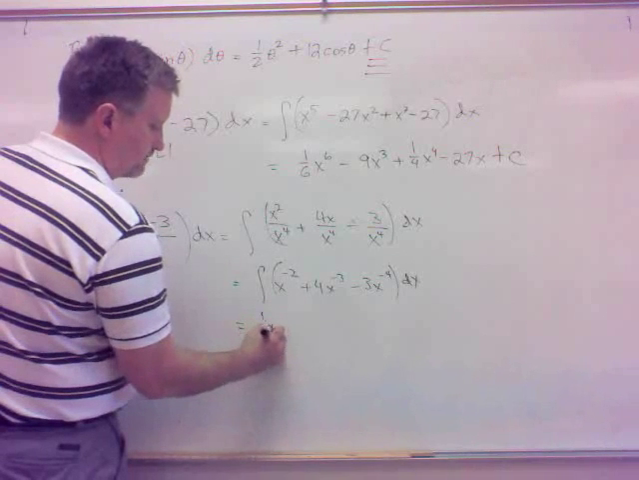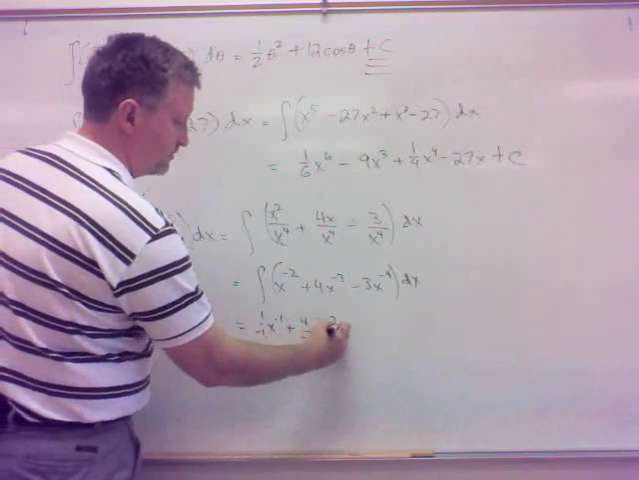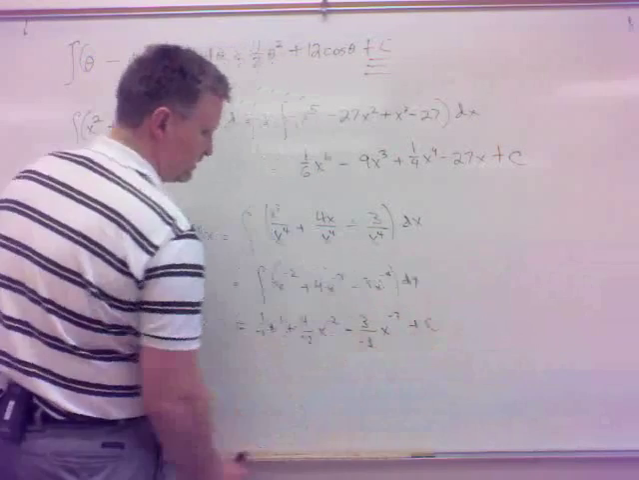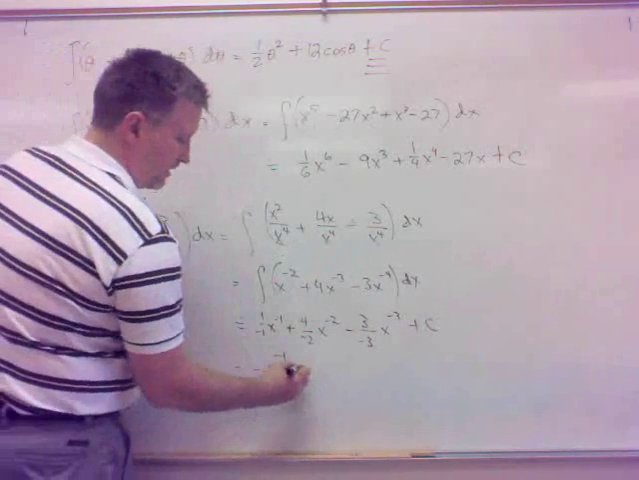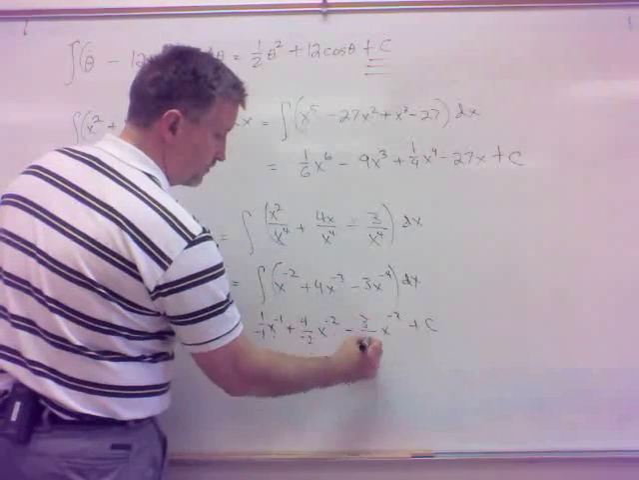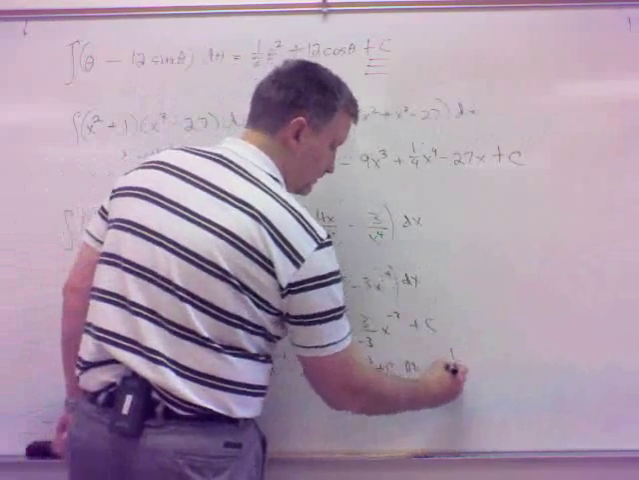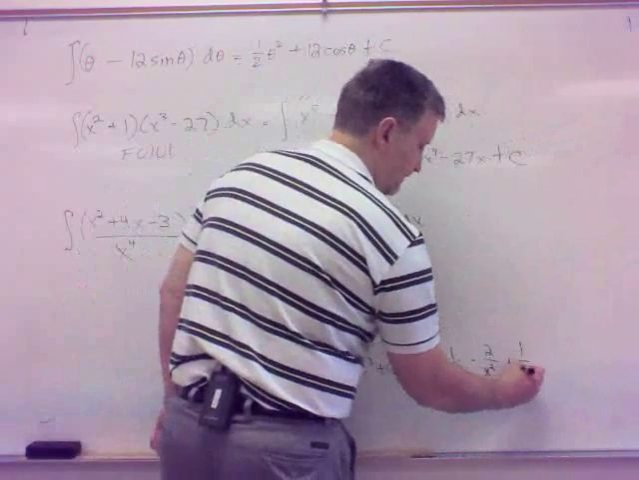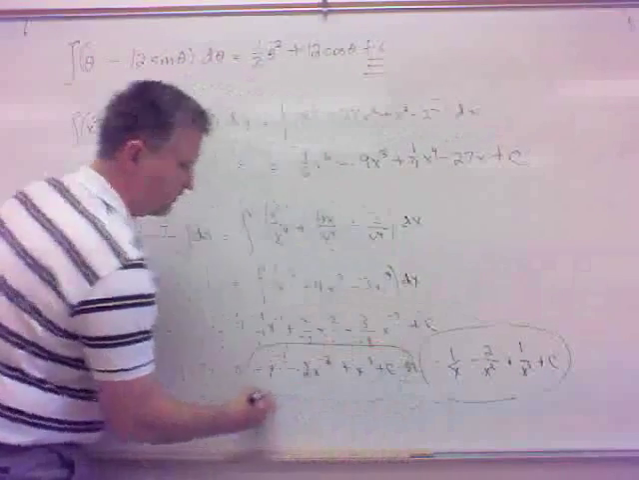1 over negative 1 x to the minus 1. This will be 4 over negative 2 x to the minus 2, minus 3 over minus 3 x to the minus 3 plus c. So yeah, all simplified out it would be minus x to the minus 1, minus 2 x to the minus 2, plus 1 x to the minus 3 plus c. Or if you want to, flip those over, make them positive exponents. You don't have to, but if you want to, you could. It's all the same. Either this or this, I would be happy with.